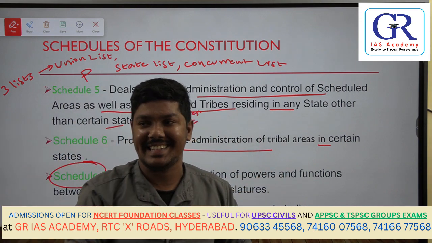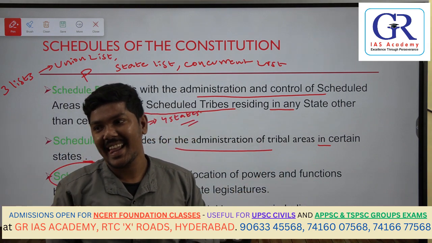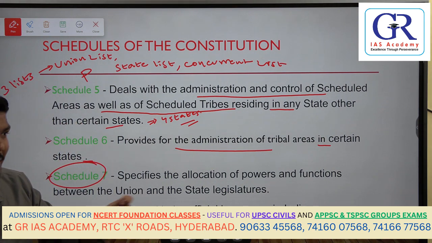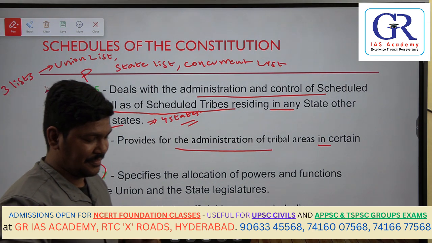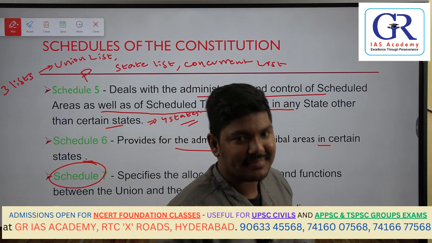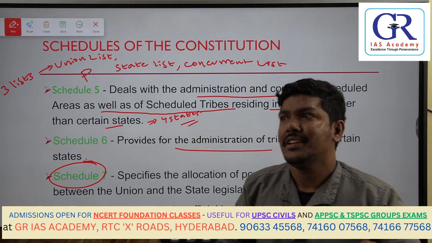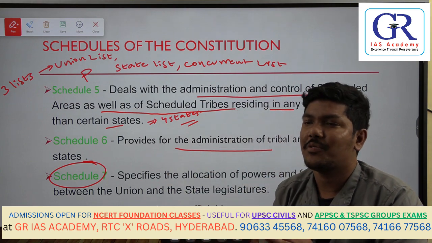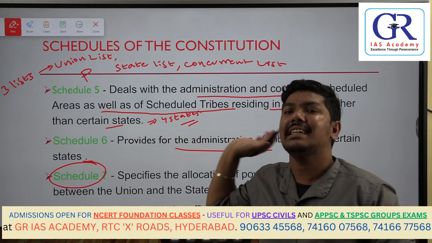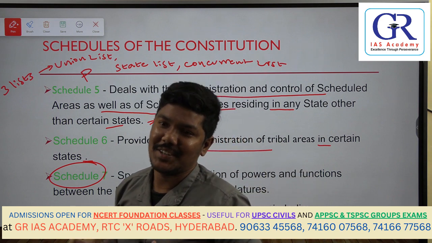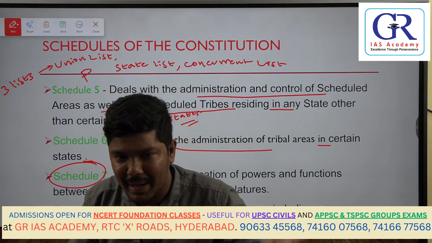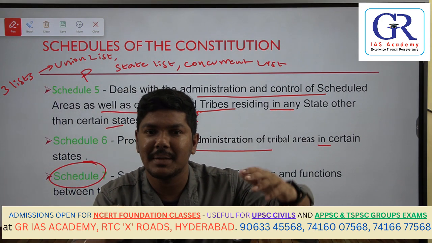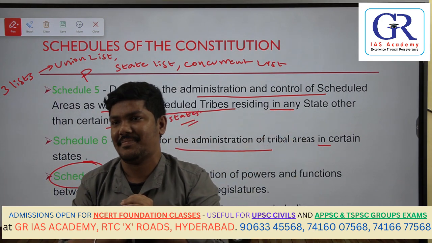What about concurrent list? Okay, concurrent list means it's basically the list of subjects on which both Parliament and state legislature can make the laws. Both the Parliament and the state legislature can make the laws on the list of subjects which are mentioned in the concurrent list.